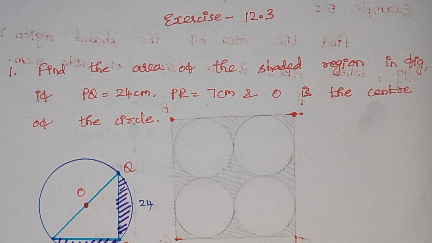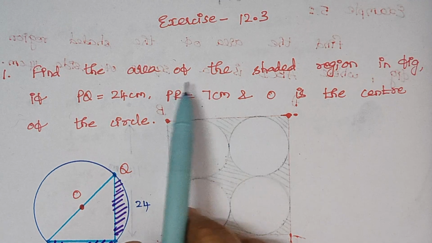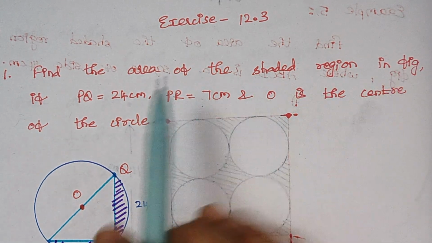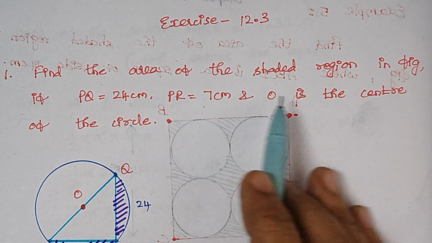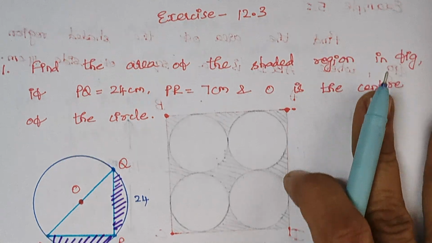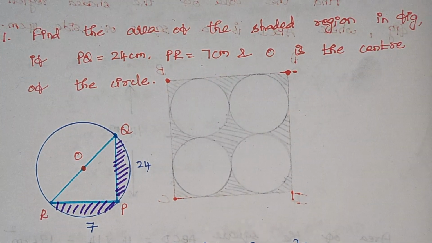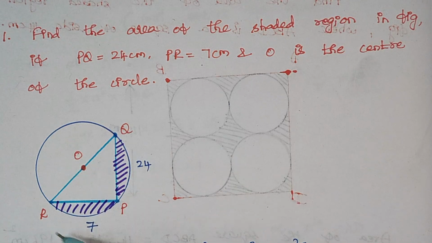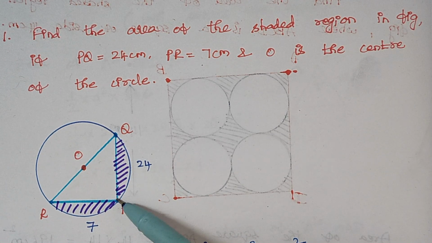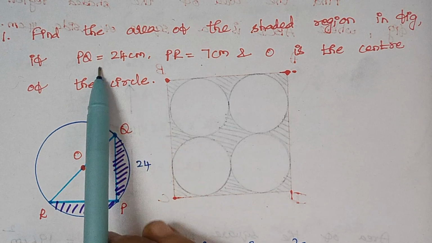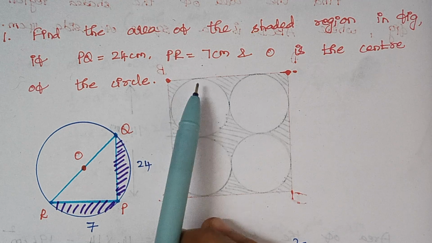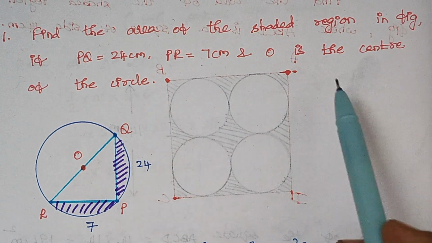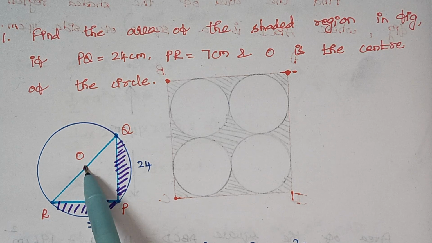Today we are going to solve problems in exercise 12.3. Problem 1. Find the area of the shadowed region in the figure if PQ is equal to 24 cm, PR is equal to 7 cm and O is the center of the circle. So here this is our diagram. In this diagram we have a triangle and a circle, and the sides of the triangle are given. PQ is 24 and PR is 7, and O is the center of the circle here.